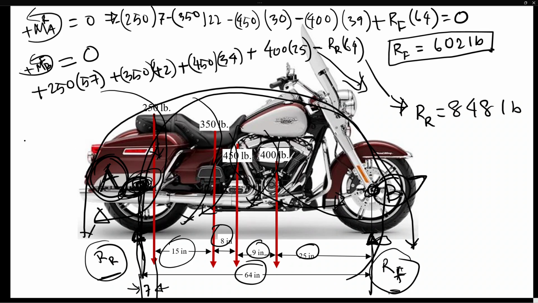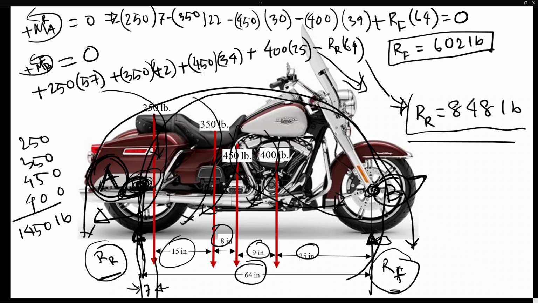Now there is a way you can verify you have done all the calculation correctly or not. Here all the external loads are 250, 350, 450, 400, acting in all downward directions. So you can sum all these up, and I found 1450 pounds. And then if you sum these two calculated reaction forces, this 1450 pounds is carried by these two wheels. So there should be exactly 1450 pounds that I calculated.